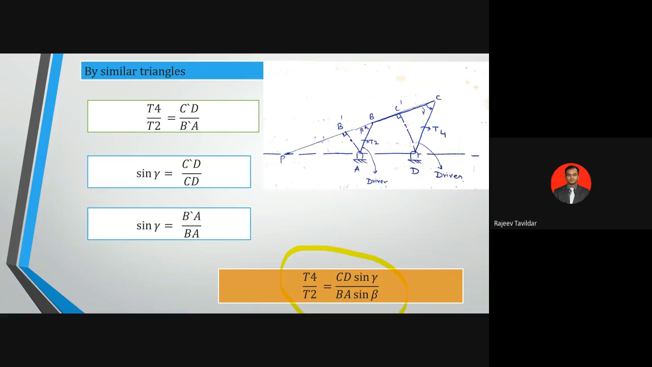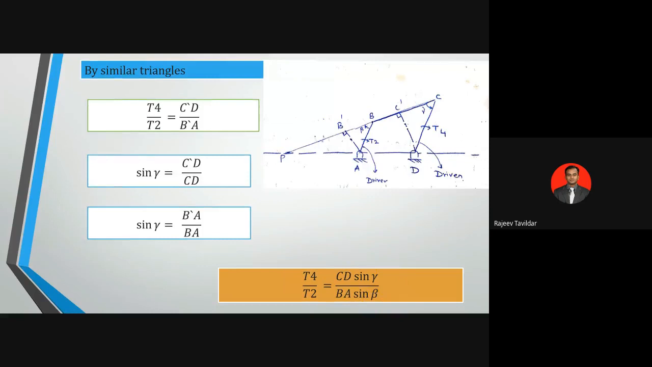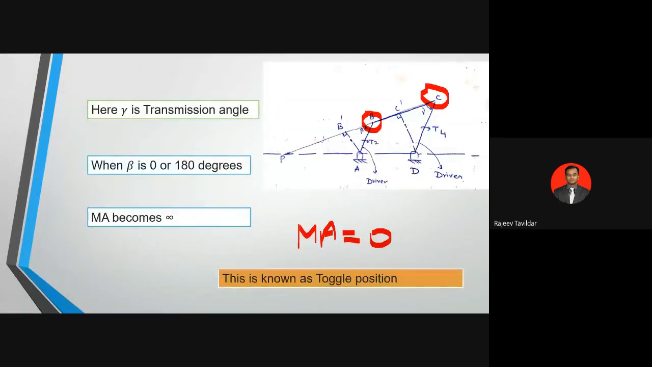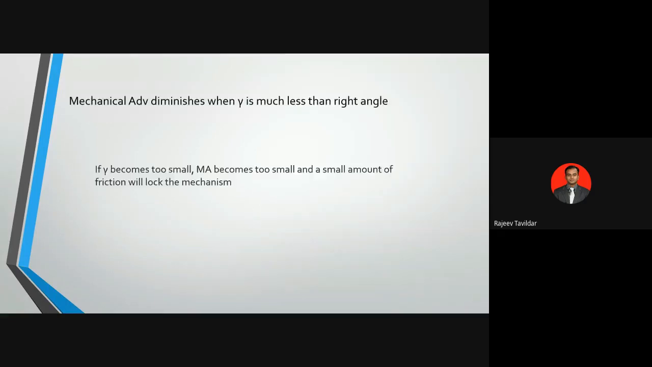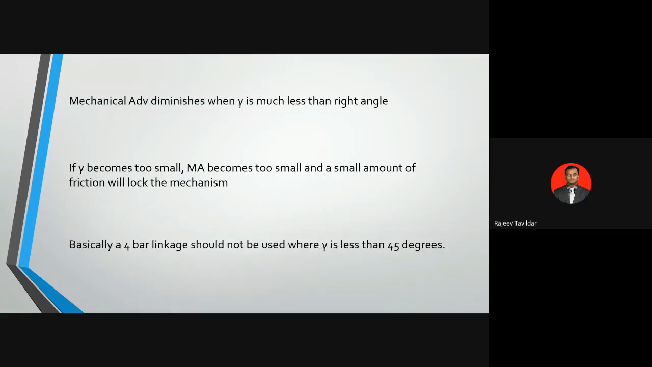So here you have to just describe 2 points. What will happen when beta is 0 and what will happen when gamma is 0. Okay. So if beta is 0, then mechanical advantage becomes infinite. It's known as toggle position. If gamma becomes 0, then the mechanism will get seized or locked. There won't be any motion. Okay. So these two things you'll have to explain. That's all. Here, this is for the first one, toggle position. And in the second slide, I have explained how it will lock the mechanism. That's all. So I hope this concept is clear.